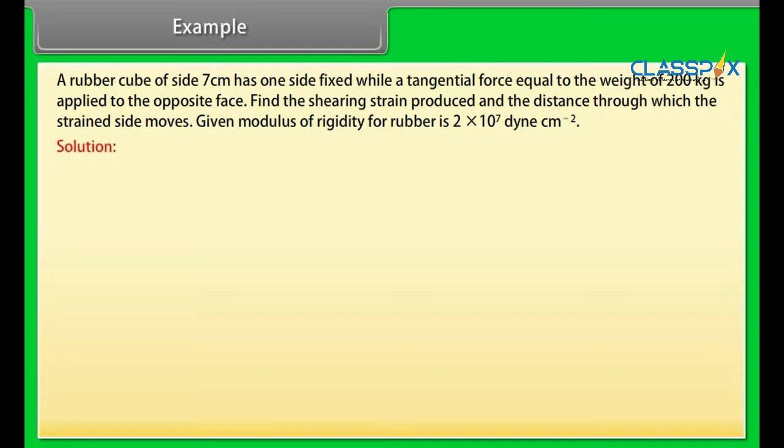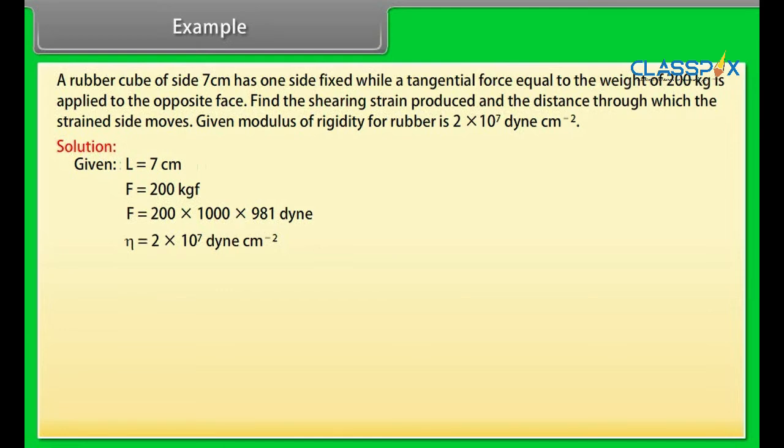Let's see the solution. Given L is equal to 7 cm and F is equal to 200 kgf. Converting the value of F into dynes, we get F is equal to 200 into 1000 into 981 dyne. Eta is given by 2 into 10 raised to the power 7 dyne per centimeter square. We know that area of the face of the cube A is equal to L square. Putting the values of L, we get A is equal to 7 into 7 centimeter square, which is equal to 49 centimeter square.